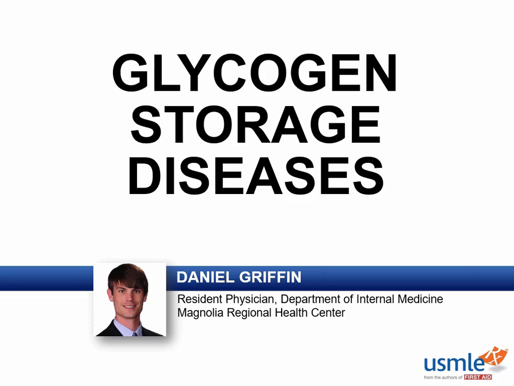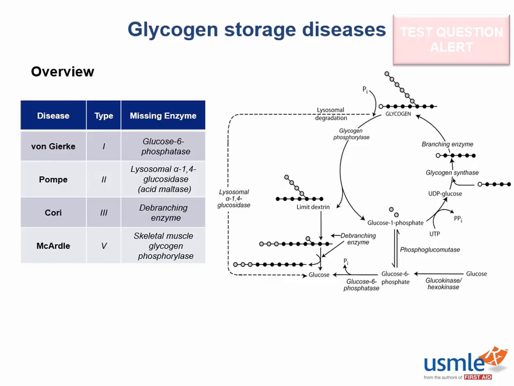Alright, so next up we have the glycogen storage diseases. And it's important to know the pathways of glycogen synthesis as well as degradation so that you can appreciate the disorders of glycogen metabolism. So what exactly happens when you have a deficiency or a defect in one of these enzymes? Well, the result here is a glycogen storage disease, which is caused by abnormal glycogen metabolism and allows glycogen to accumulate to toxic levels within cells.